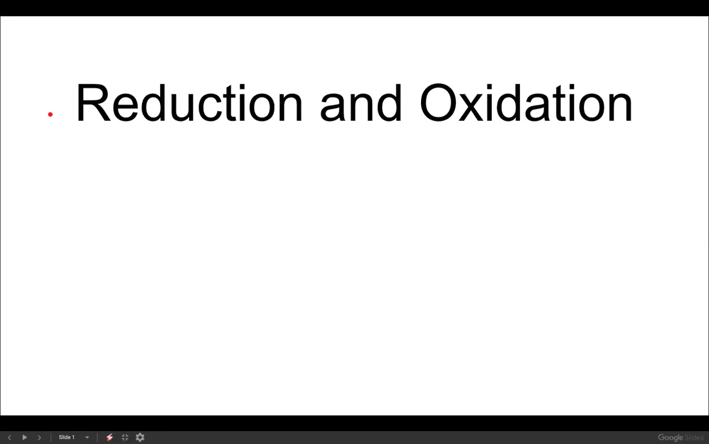Hello, chemistry students. Today, we're going to be introducing a new unit. It's going to be our unit on reduction and oxidation, which also goes by another name. It goes by the name redox. So whenever we talk about redox reactions, this is exactly what we're referring to.